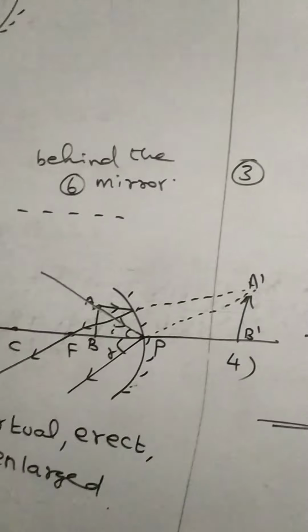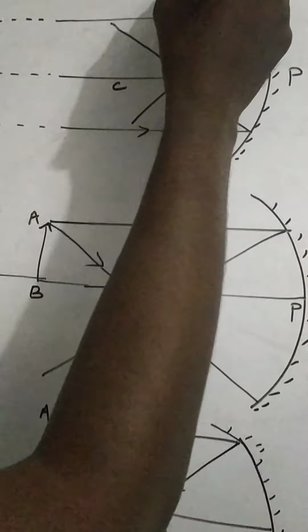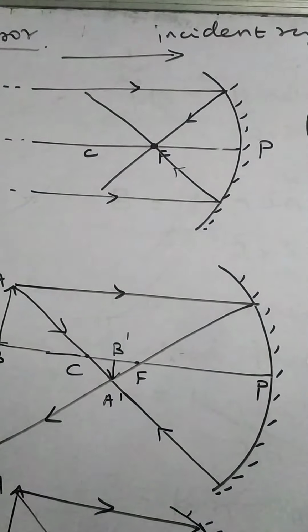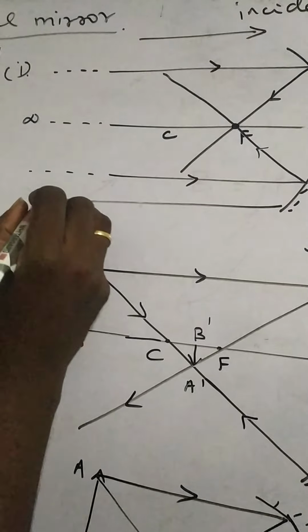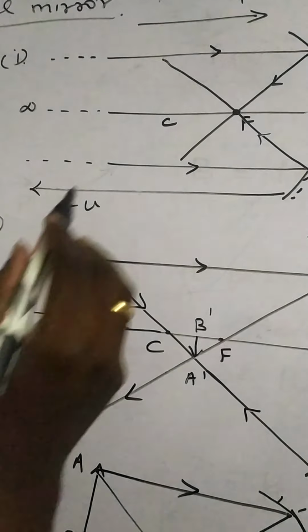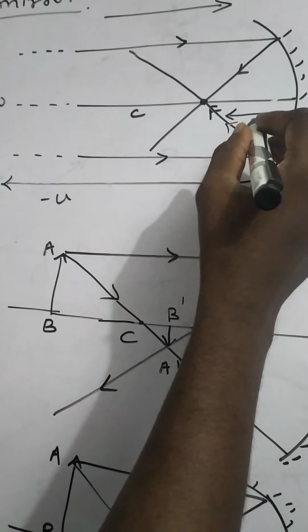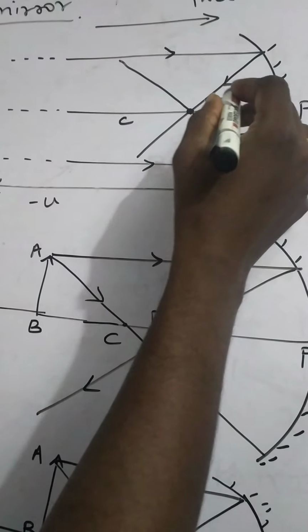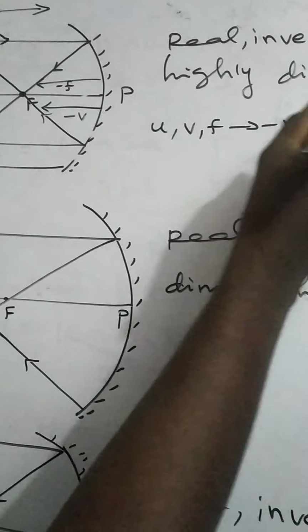Next, find out the object sign, image sign and focus sign. This is the direction of the incident ray. The distance from the pole of the mirror to the object: the object is located at infinity, so U becomes negative. Distance from the pole of the mirror to the image: the image is obtained at focus, so minus V. Along the direction of the incident ray is taken as positive, against the direction of the incident ray is taken as negative. Pole of the mirror to focus, the focal length is also negative. So U, V, F are always taken as negative.